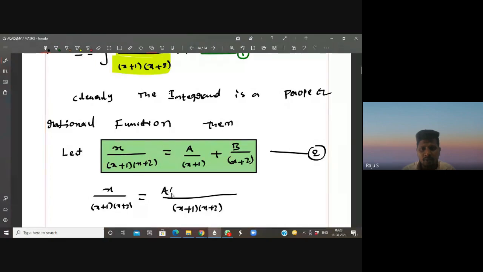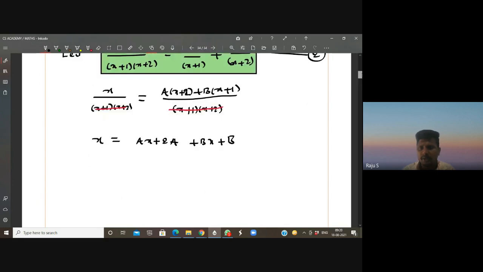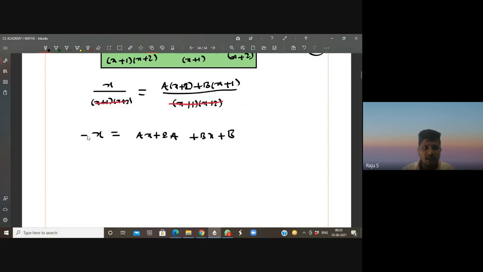You can cross multiply: A into (x plus 2) plus B into (x plus 1). After this, I'm going to cancel the denominator. The denominator gets cancelled, so x is equal to A(x plus 2) plus B(x plus 1), that is Ax plus 2A plus Bx plus B. Now take x common: (A plus B) into x, and the remaining constant is 2A plus B.